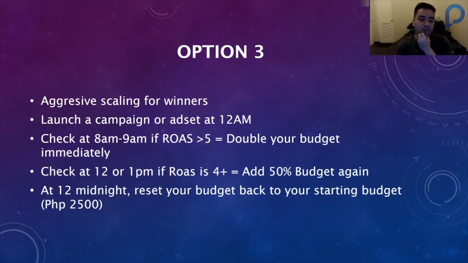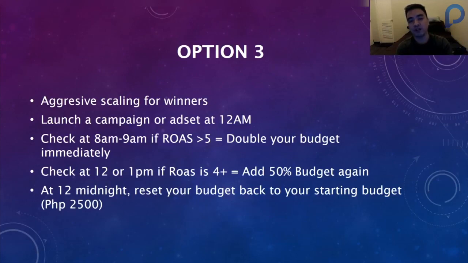So, again, if you launch a campaign or ads at 12 a.m. and the result is okay, and at 8 a.m. or 9 a.m. its ROAS is greater than 5, double your budget immediately. So, for example, if it's 250, immediately make it 500.